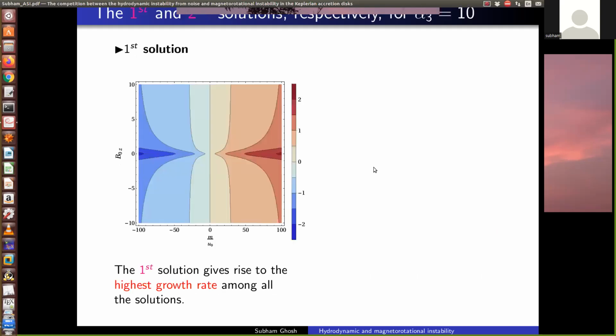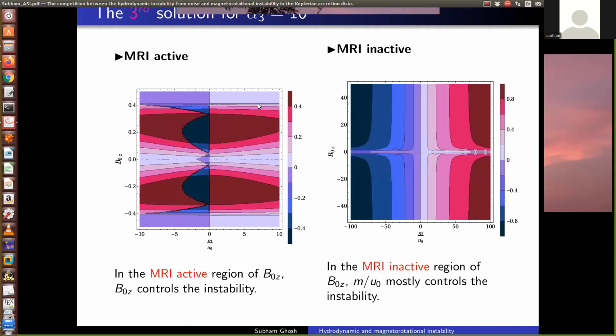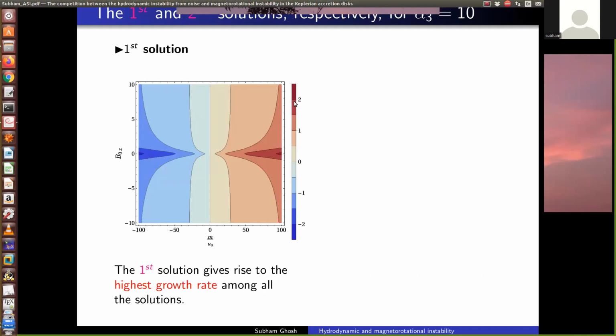Now let us study the first solution. In the previous two solutions, the growth rates are 0.8 and 0.4, but in this case the growth rates are enormous, about 2 for this mu naught. Among all the 4 solutions, the first solution, which has no MRI counterpart, contains the highest growth rates. And as the noise increases, the growth rate also increases.